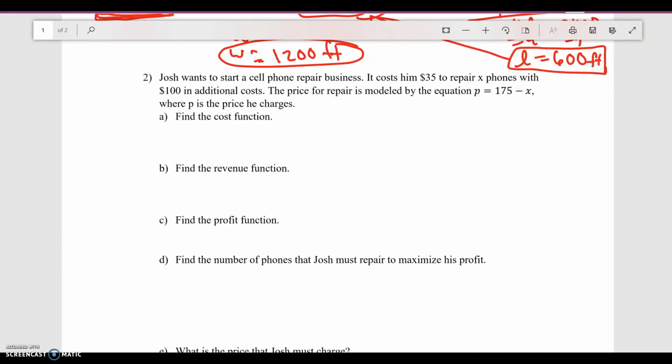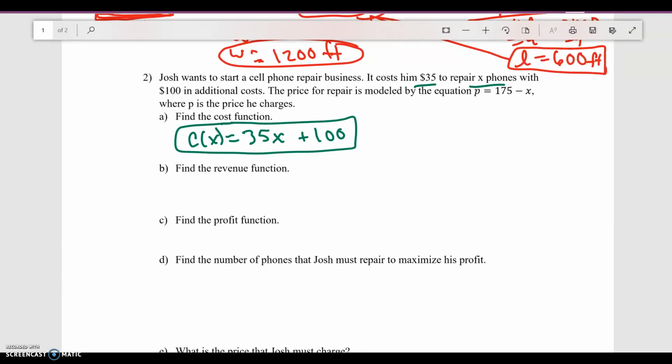The cost function is just going to be how much it costs him. I'm going to say that C of X is my cost function. It's going to cost him $35 for every single phone that he repairs, so it's going to be 35 times X. Then you have to add any additional costs, and that's just 100. That could be rent or any other fixed costs that he has. So 35 times X plus 100, and that's my cost function. I'm done.